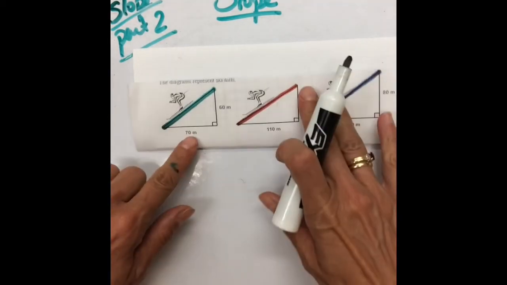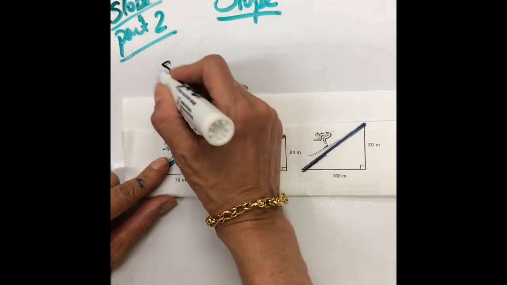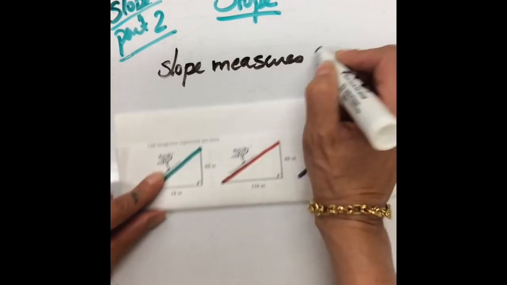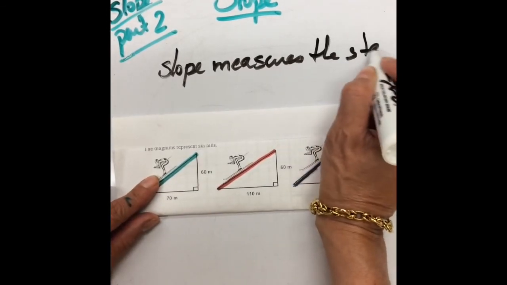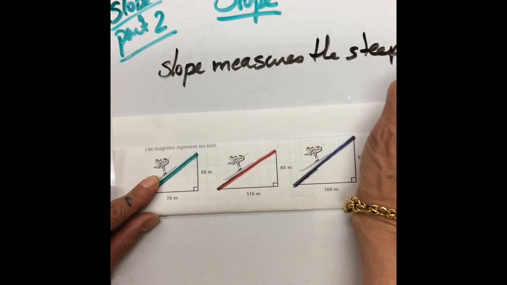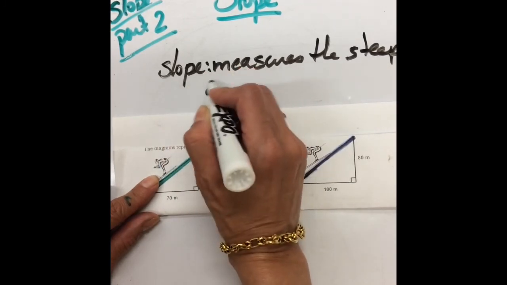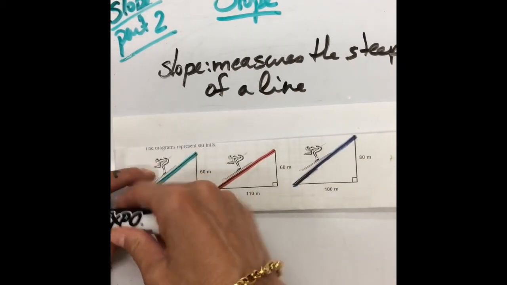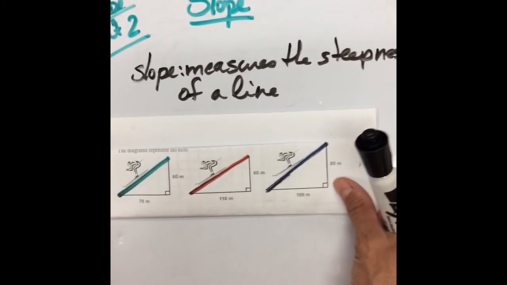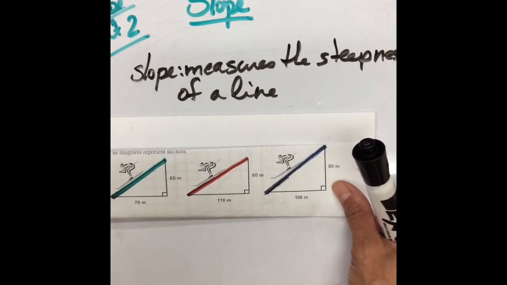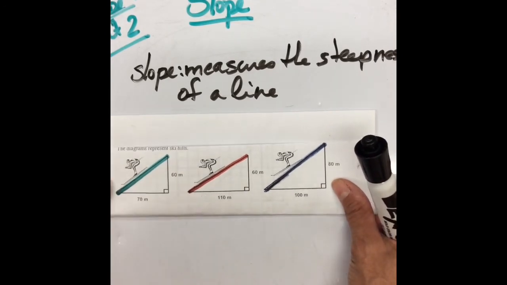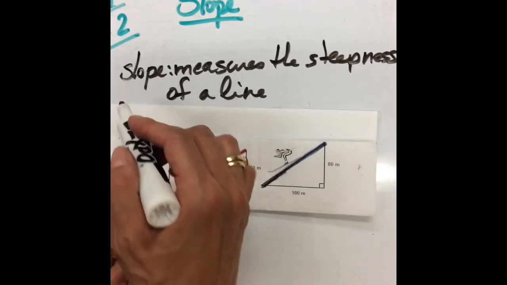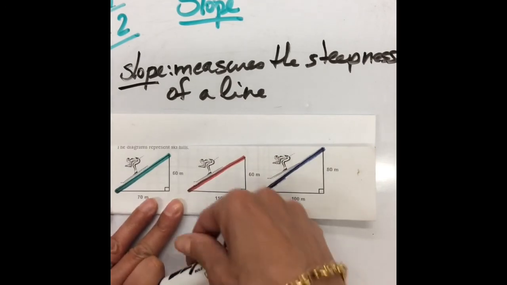Slope measures the steepness of a line. And so I've given you these 3 hills, and you're to figure out which one of these hills you're going to take your friend on who's a beginner. Well, it's got to be an easier way than just looking at it. It's hard to tell this way just by looking at it.